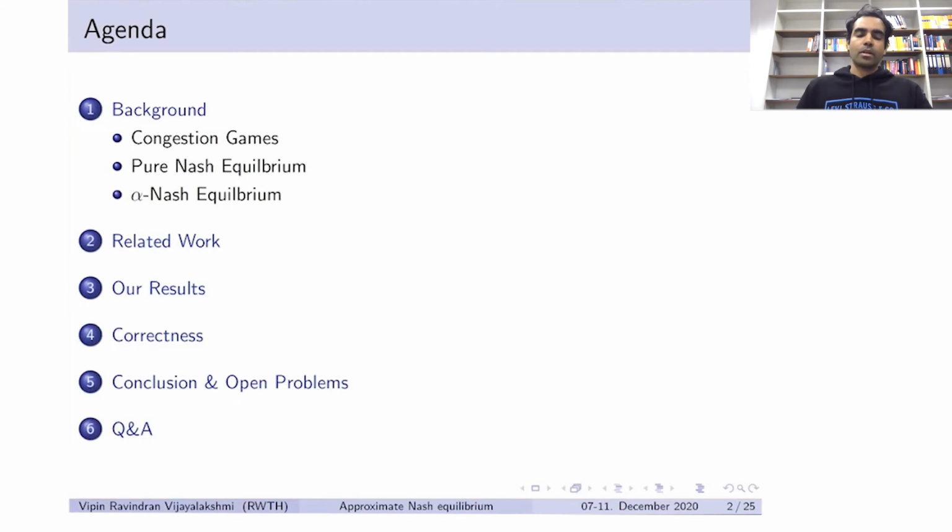So the agenda for the talk. First I will introduce you to congestion games, what a pure Nash equilibrium in a congestion game means, or what an approximate pure Nash equilibrium in a congestion game is. Then we look at some of the related work, and then I introduce you to our results and the algorithm that we use to get these results, and we look at the correctness of the algorithm. I will not get into the technical details of the proofs, but I will give you a proof idea. And finally, I will conclude with some open problems.